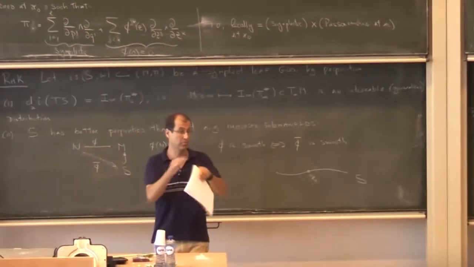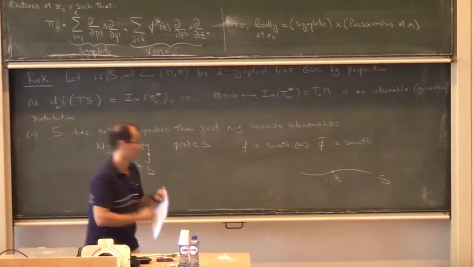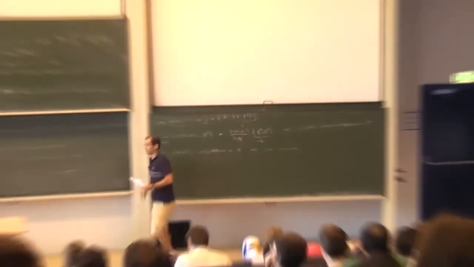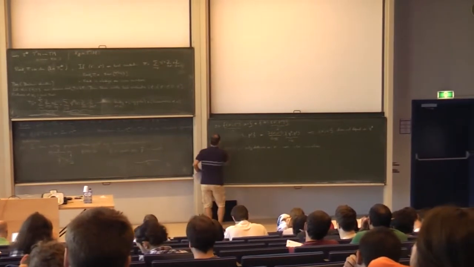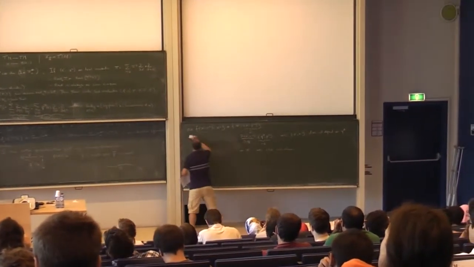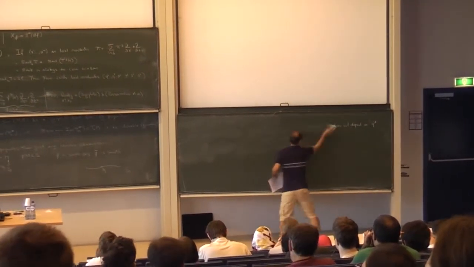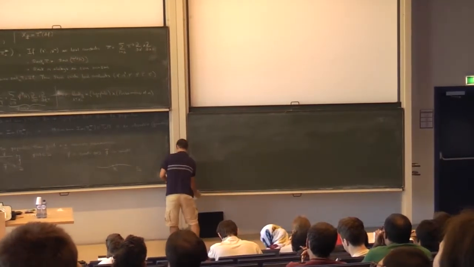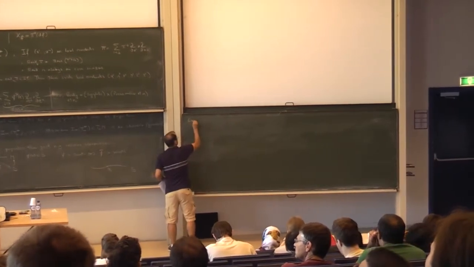Now what about the other part, the part where the Poisson tensor vanishes at x naught? What can we say about that part? That part is slightly more tricky, and I will set this as an exercise, which is exercise 4 in my notes.